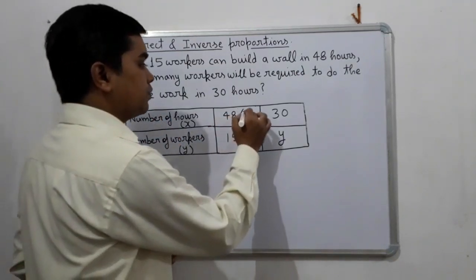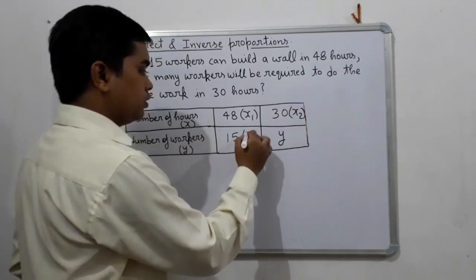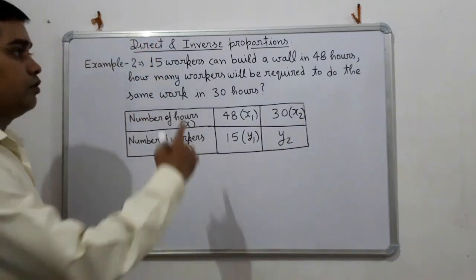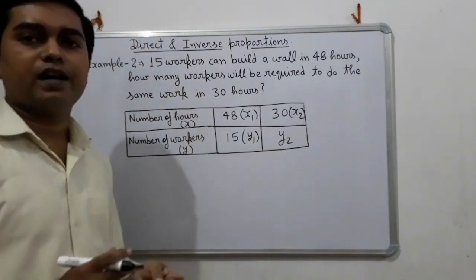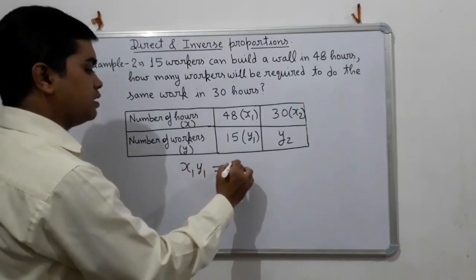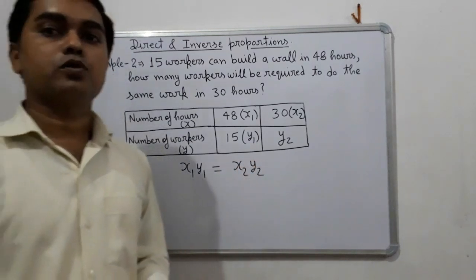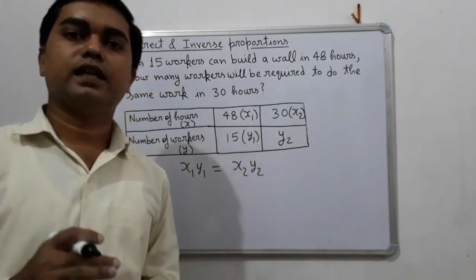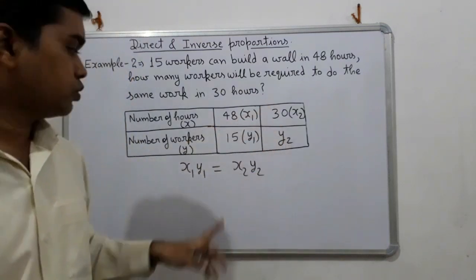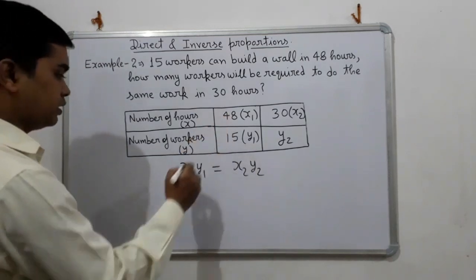Now take it x1 and x2 and down, this is y1, and take it, this is y2. Now for the inverse proportion we have a condition x1 y1 is equal to x2 y2, because for the inverse proportion I have told you x into y is equal to constant, but here we have two values, so we will write here x1 y1 is equal to x2 y2. Now put the values.